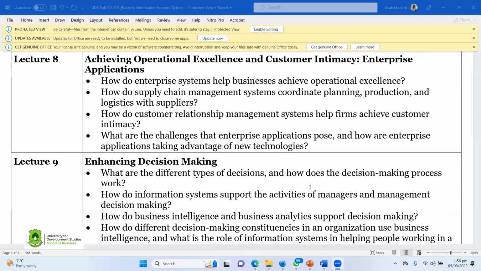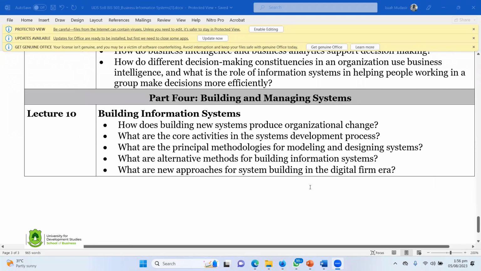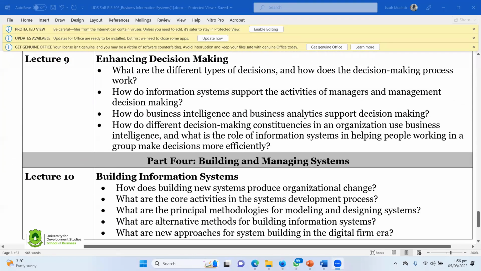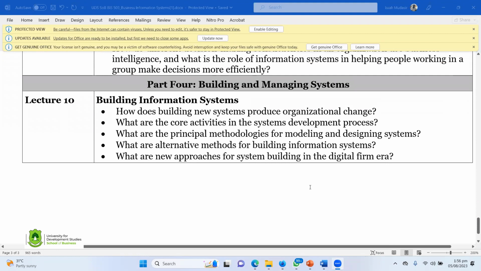We'll also look at how we can achieve operational excellence and customer intimacy by relying on enterprise applications and how we can rely on information systems to enhance decision making. That is a lot. Nine lectures. That's a lot. I'm not sure we'll get there, but we'll try. For some of them, we'll try and box them together. But these are what, then the last part will be building and managing systems. Should an organization build its system from within, or should it outsource it? So basically, this is what the course would be about.